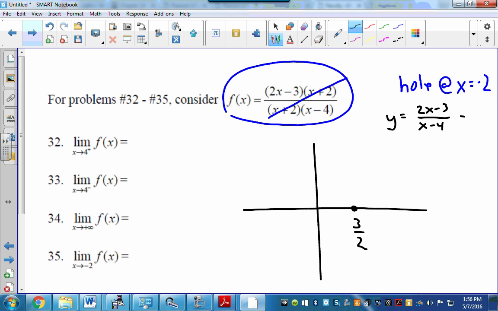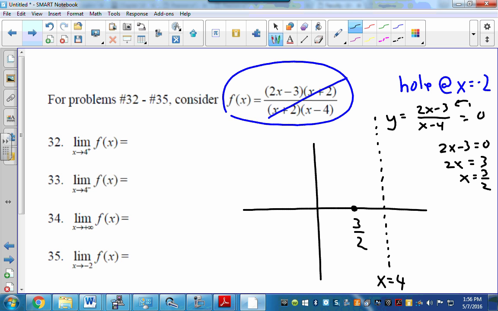In order for this to be 0, I need to make the numerator 0. 2x minus 3 is 0, 2x is 3, x is 3/2. That's where my 0 is. And I also note I have a pole over here at x is equal to 4. That's the number that would make this undefined.